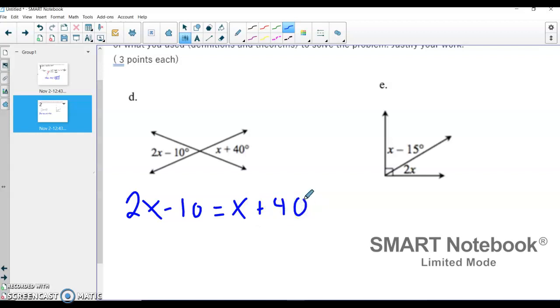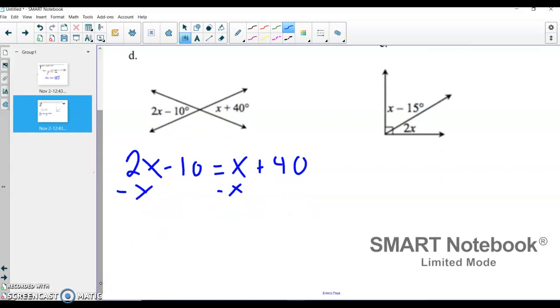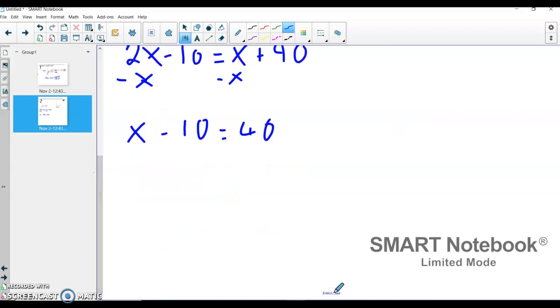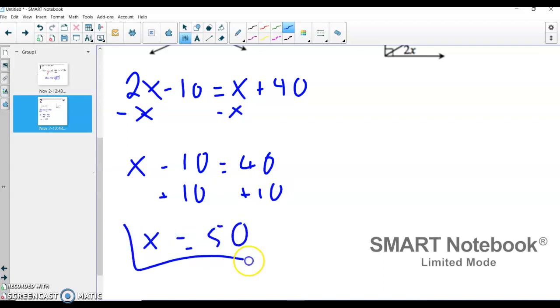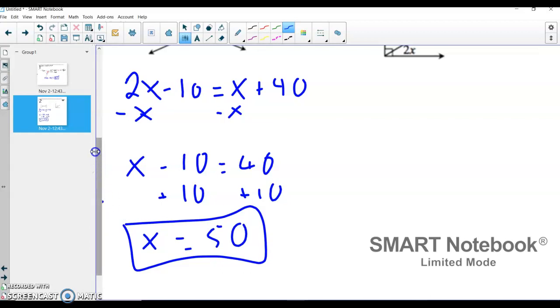Now from here, I'm just trying to solve for the value of x. So I'm going to try to get x's on one side, all non-x's on the other. I'm going to subtract x on both sides. 2x minus x is going to give me x, because that's like 2 minus 1. So I get x minus 10 equals a positive 40. Lastly, to get x by itself, I need to add 10 to both sides, which leaves me with x equals 50 as my answer. All right, and so there's that part D.